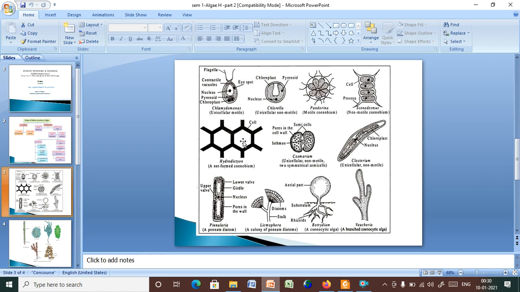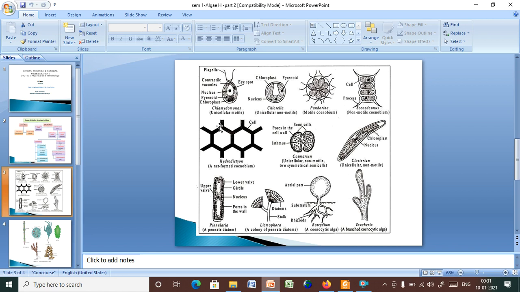So Volvox forms coenobia, and these are motile. Okay. Also, we consider another example, that is Pandorina. This is also an example of the motile coenobial type, like Volvox.